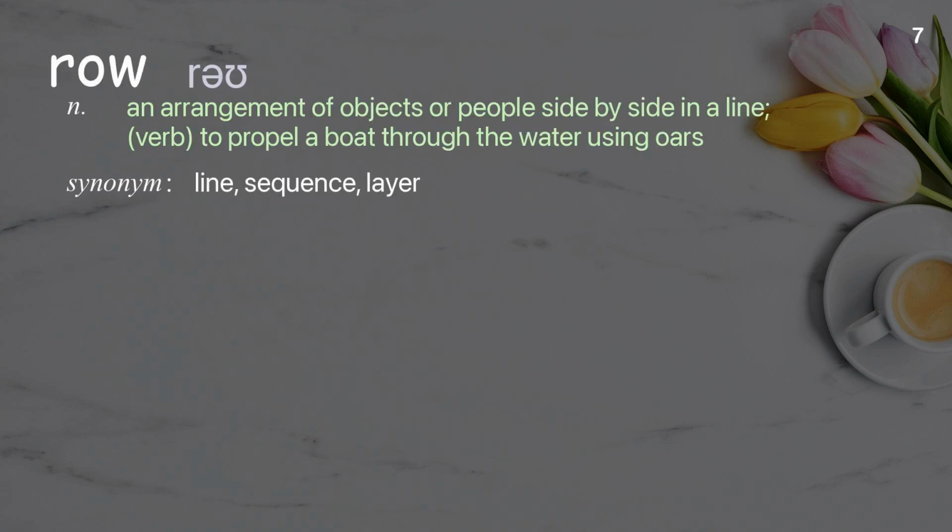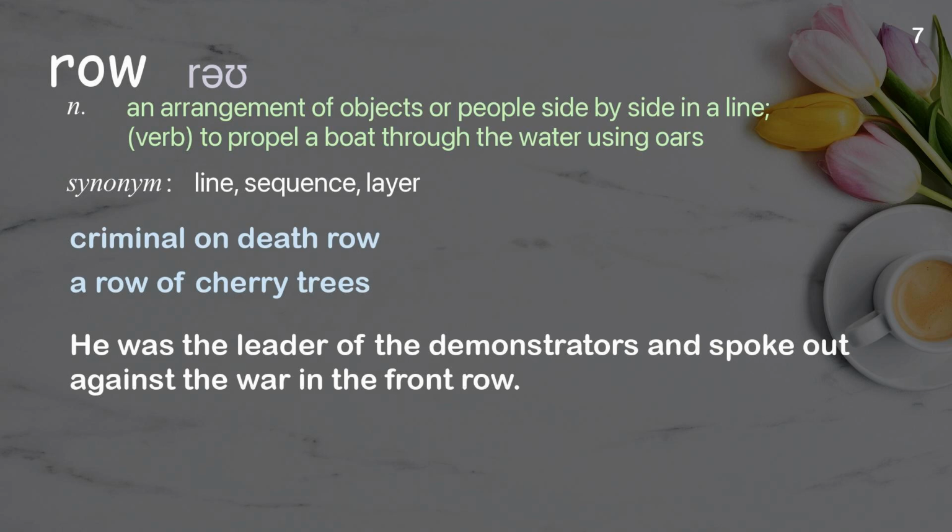Row. An arrangement of objects or people side by side in a line. Verb, to propel a boat through the water using oars. Examples: Criminal on death row. A row of cherry trees. He was the leader of the demonstrators and spoke out against the war in the front row.